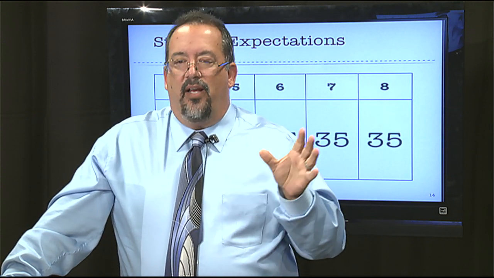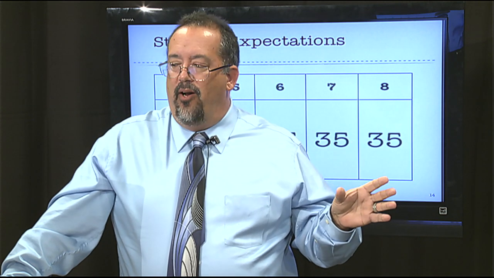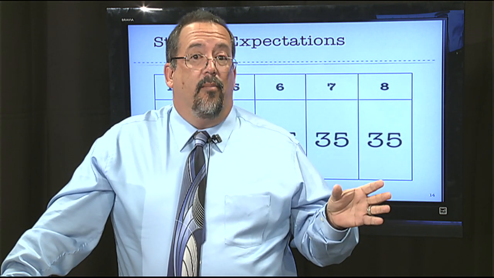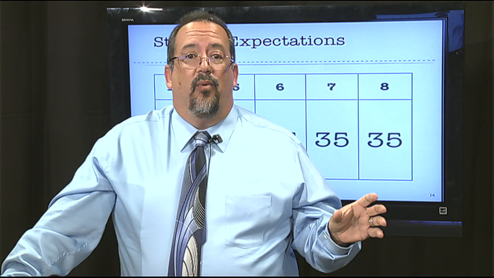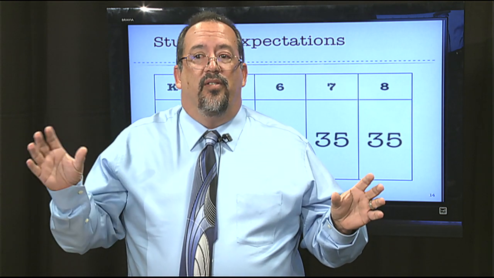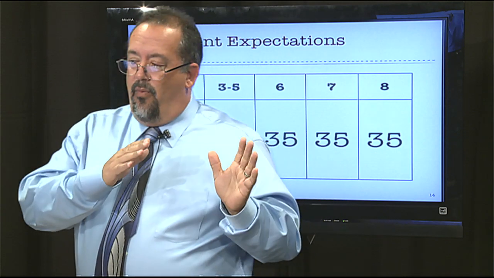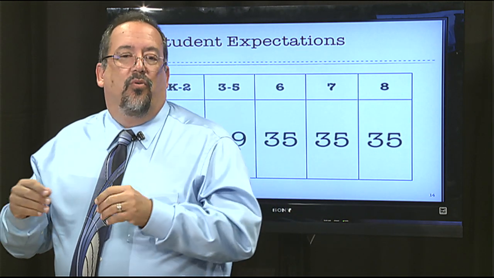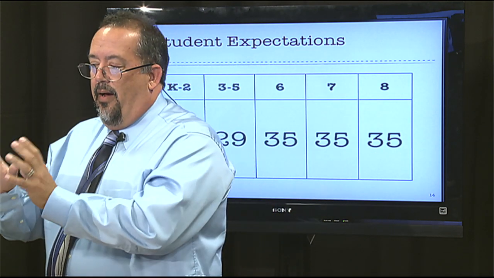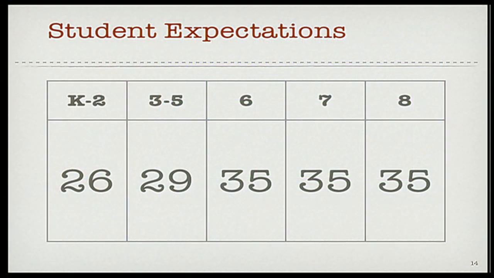And so you notice that at our primary grades, we start off with the least number of student expectations, down at 26. Then by the time we get to 6th, 7th, and 8th grade, we have 35 student expectations. So by the time we get up into middle school, our students are actually learning a few more student expectations.